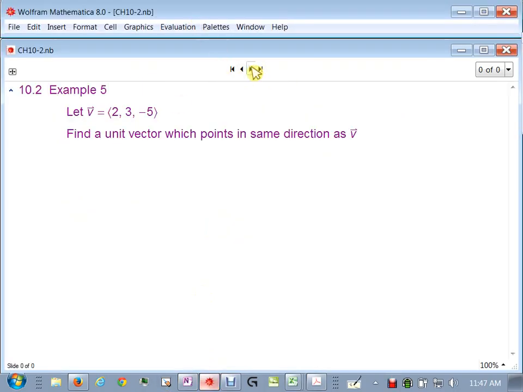Remember that, okay? Because this will come up later. We will be in a totally different chapter, and we'll be like, oh, we need to find a vector that's pointing in the same direction, and that's what we do.